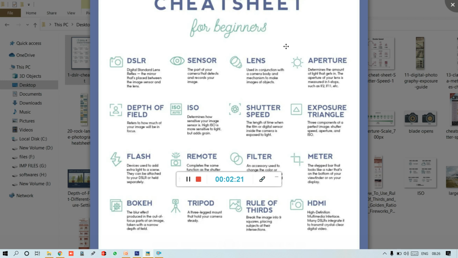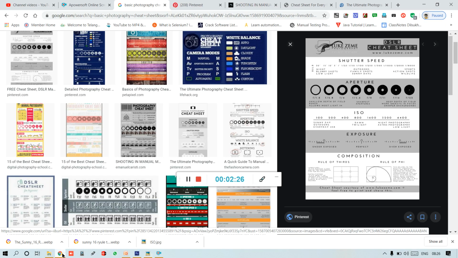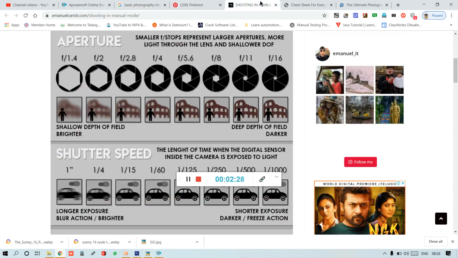Okay, now what is this cheat sheet all about? Now I got a simple cheat sheet for you people to understand, combining all these first three lessons into one single topic. Now what is an aperture?